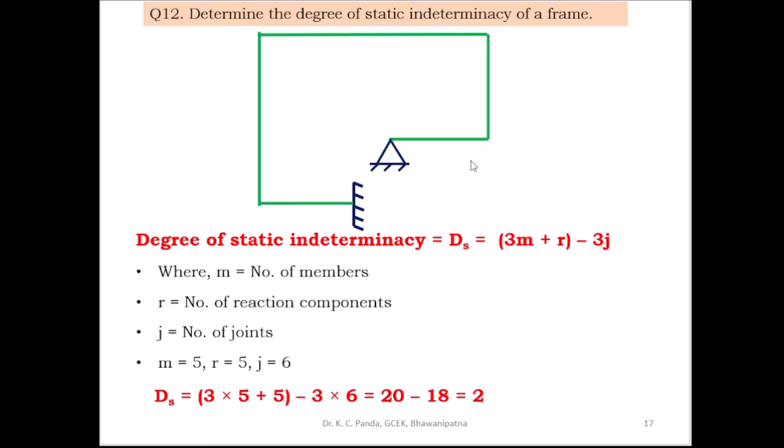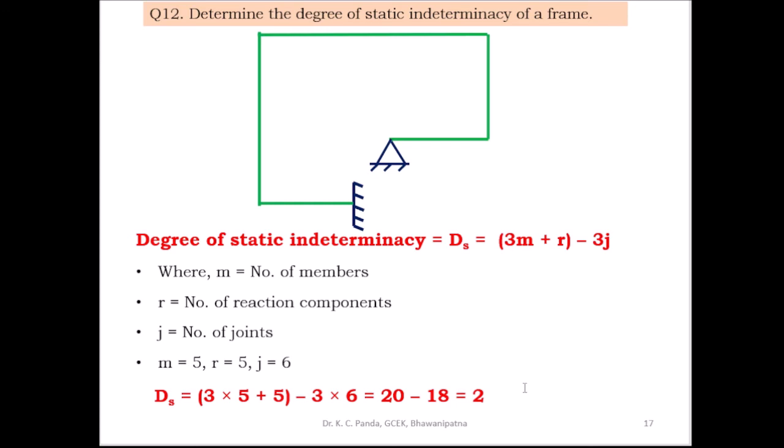Then coming to another example, this is a frame, and here this end is fixed and here this is hinged. Using this formula you can find the degree of static indeterminacy. Here the number of members is equal to 5, the number of reaction components is equal to 3 plus 2, 5, and the number of joints is equal to 6. The degree of static indeterminacy can be determined using this equation: 3 into 5 plus 5 minus 3 into 6. So this is equal to 20 minus 18 is equal to 2.